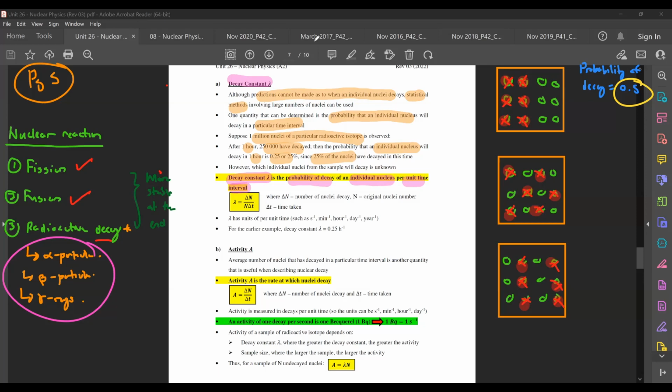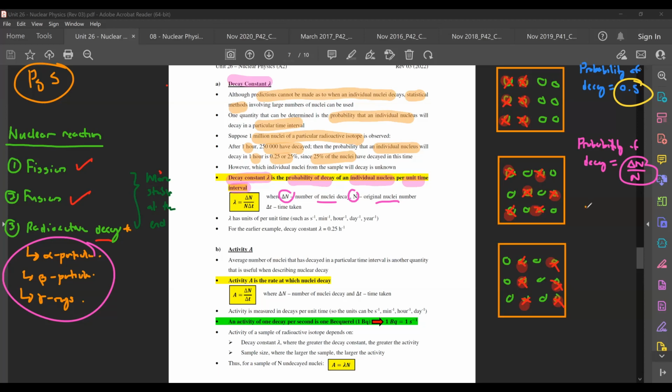So in general, if I say probability of decay is number of nuclei that have decayed over the original number, it will be delta n over n. Delta n is the number of nuclei that have decayed, n is the original number. This will just give me probability of decay.